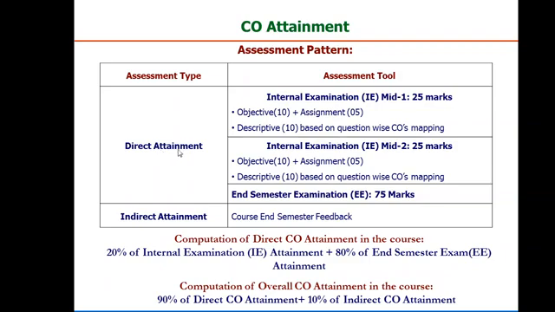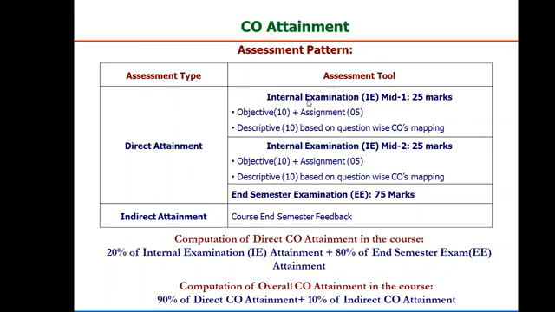Here, for any assessment of a particular course for CO or PO, we have two methods. One is direct attainment or direct assessment. The second method is indirect attainment or indirect assessment. Coming to direct attainment, what are the tools used? In direct attainment, there are three tools.